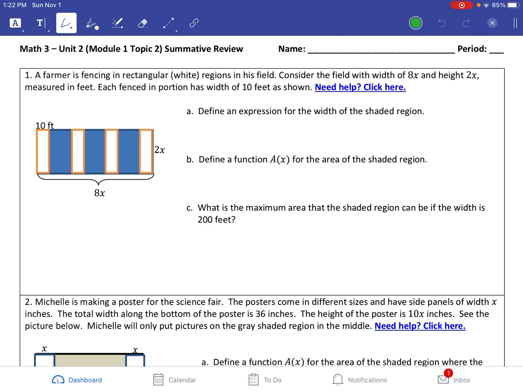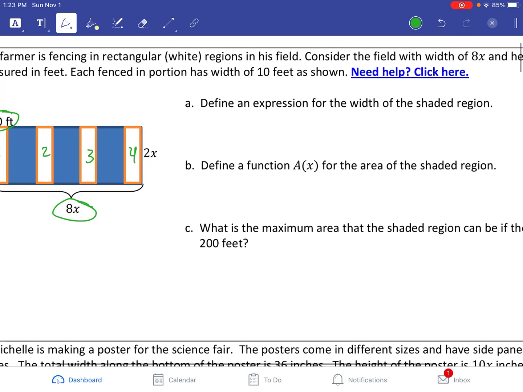All right, so it says define an expression for the width of the shaded region. Well, the shaded region, the width is, the whole thing is this, 8x. But we're taking away these 10-foot sections, and there are 1, 2, 3, and 4 of them. Okay, so what we would do is we'd take 8x, and we're taking away 4 10-foot sections, which is 40 feet.